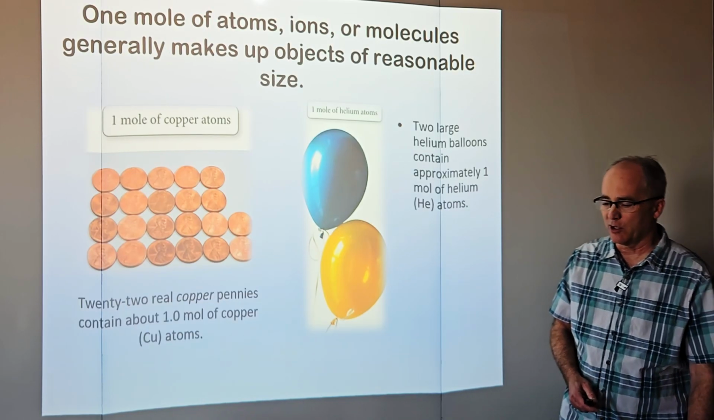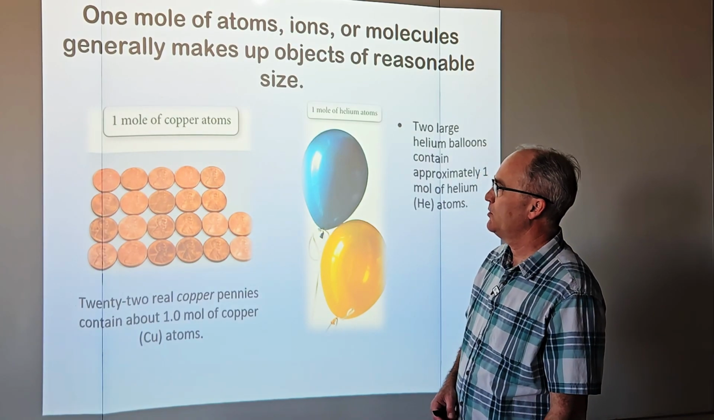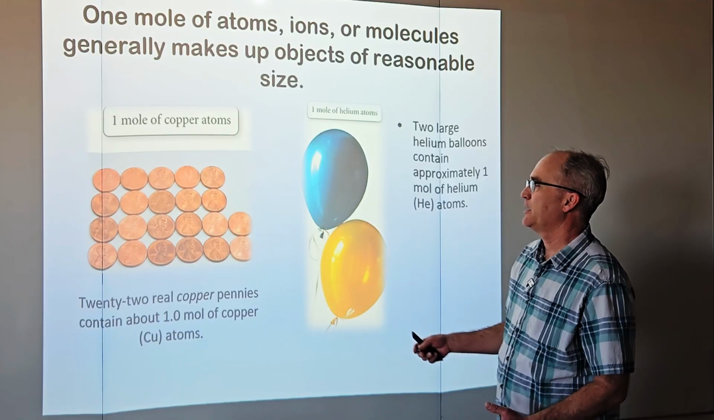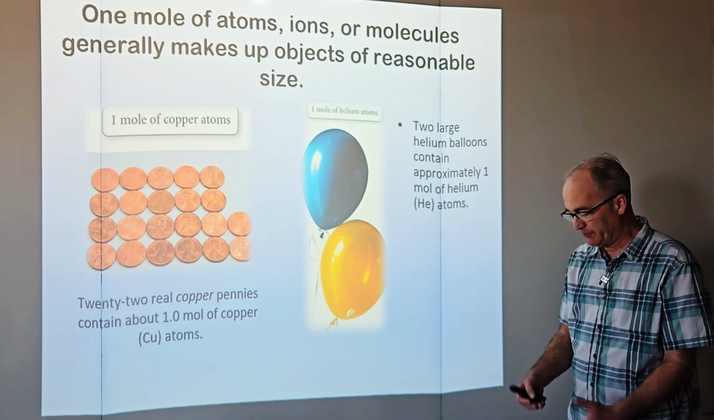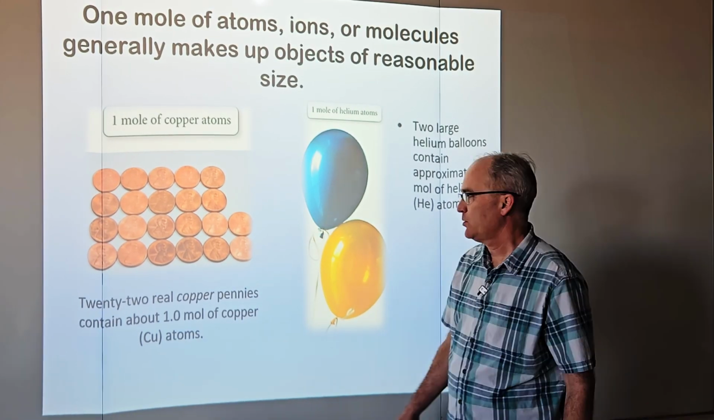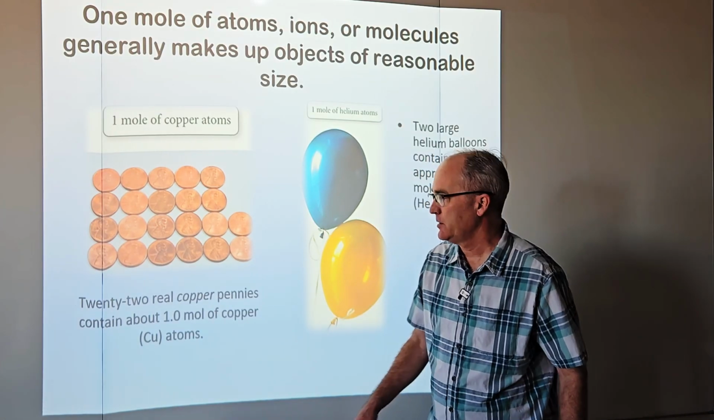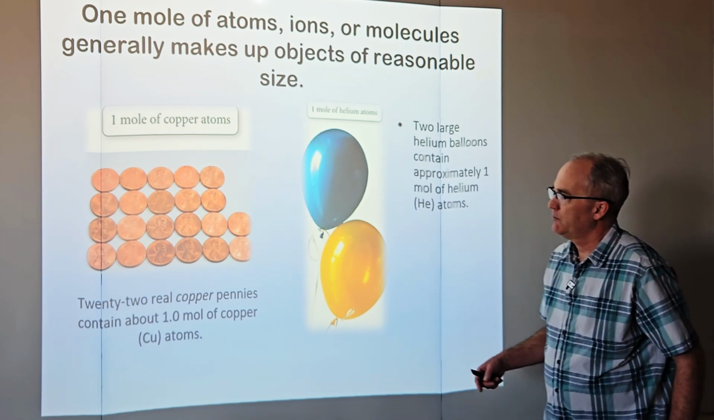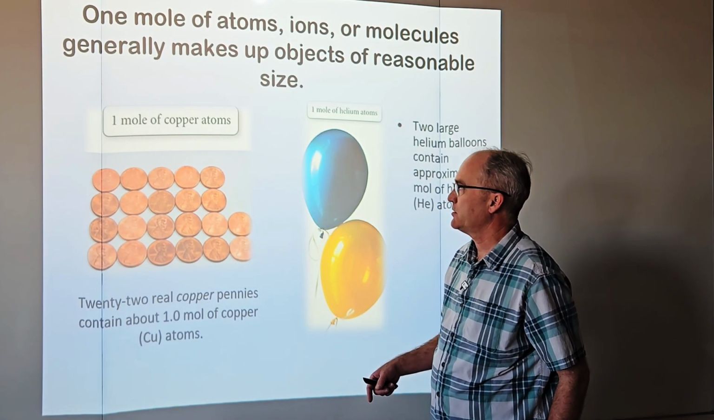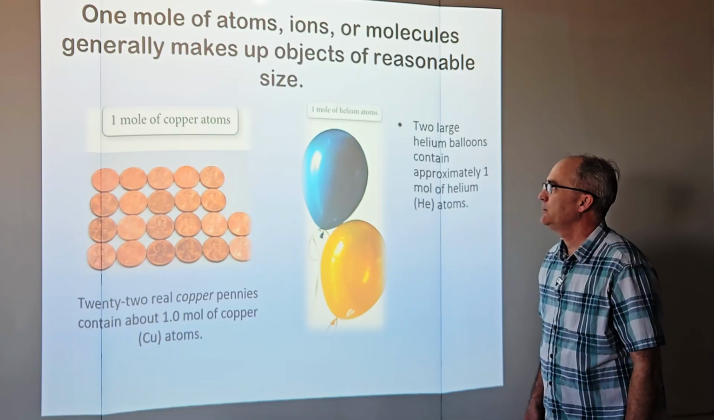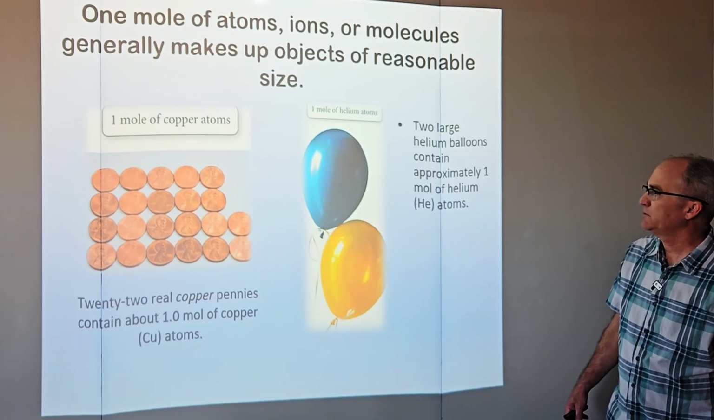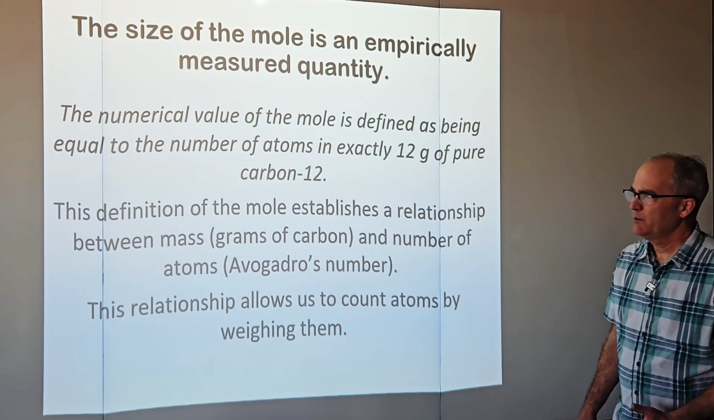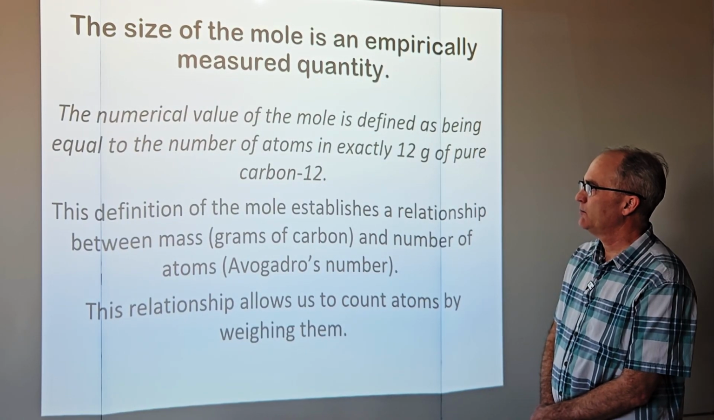Well, we're not interested in marbles and grains of sand so much, but here is roughly 1 mole of copper atoms. And that looks like an amount we could weigh out. And of course, these are copper pennies pre-1982 that are solid copper, not the ones nowadays that are mostly zinc and just copper coated. Here's 2 large helium balloons. That's approximately 1 mole of helium. So where did we come up with some of these numbers?